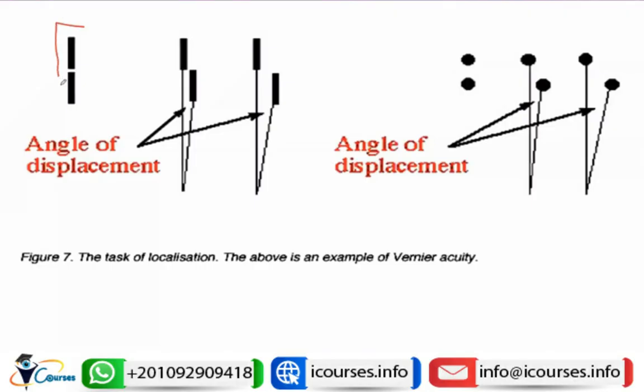Let's see this example before we continue. You can see that both these two lines are in the same direction, or in the same line. But if we break this line, there will be an angle between both of them. What is the minimum angle at which you can still detect that this line is broken? Again, the angle of displacement. So these two circles are displaced from each other. What is the minimum value of separation between these two circles that the patient can detect?